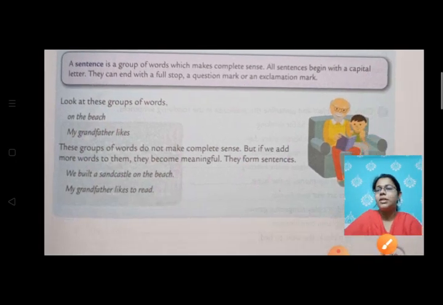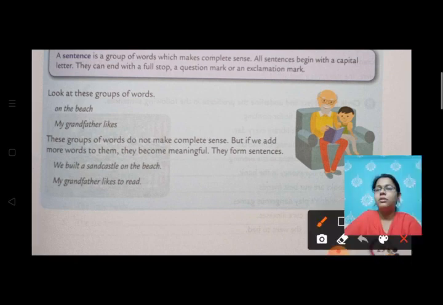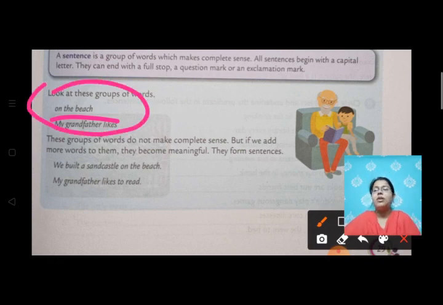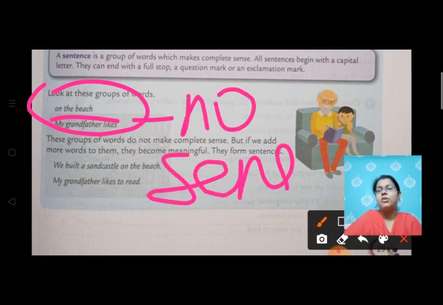So now let's see the groups of words given over here. On the beach and my grandfather likes. Now students, when you read this, on the beach, it has 2-3 words. That means it is a group of words. But does it have any meaning? Does it make any sense? No, it does not have any sense. So it cannot be considered a sentence.